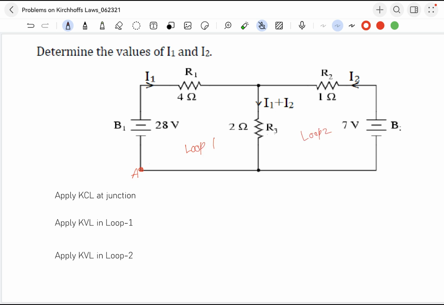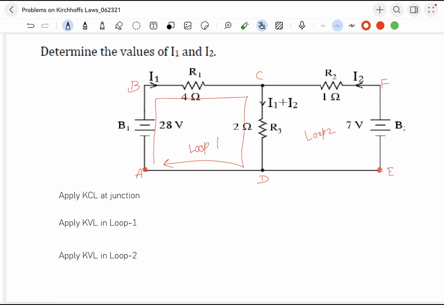Loop 1 I decided to solve in this direction, clockwise. Loop 2, this is my starting point. Let me mark A, B, C, D. This is my loop 1, A, B, C, D. Let's take E, F. This is my loop 2, E, F, C, D, and back to E. Come on, at junction C, what is happening? I1 and I2 equal I3. That's it, nothing to do. Finish.